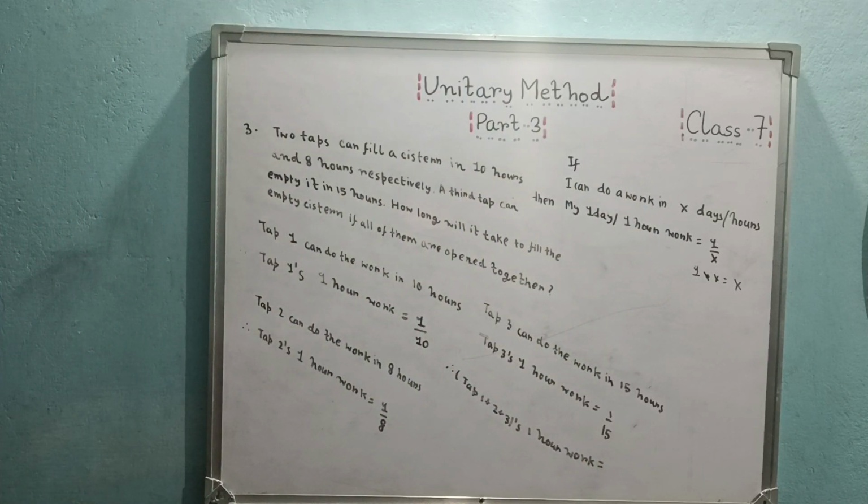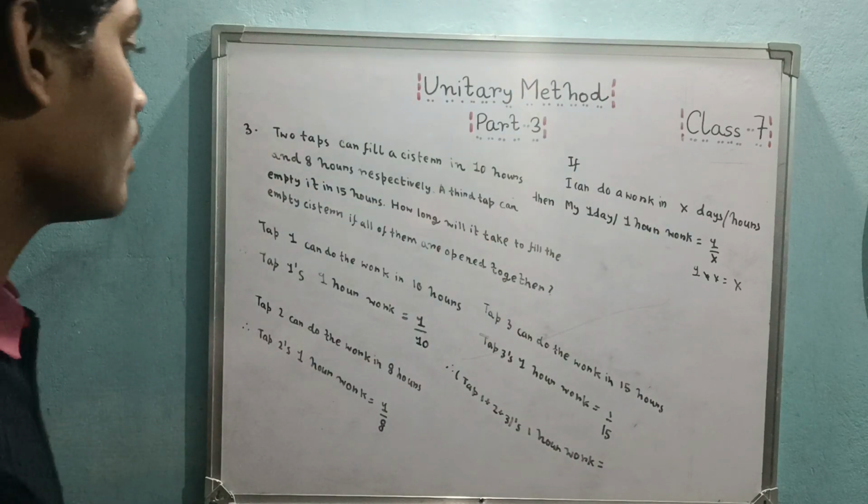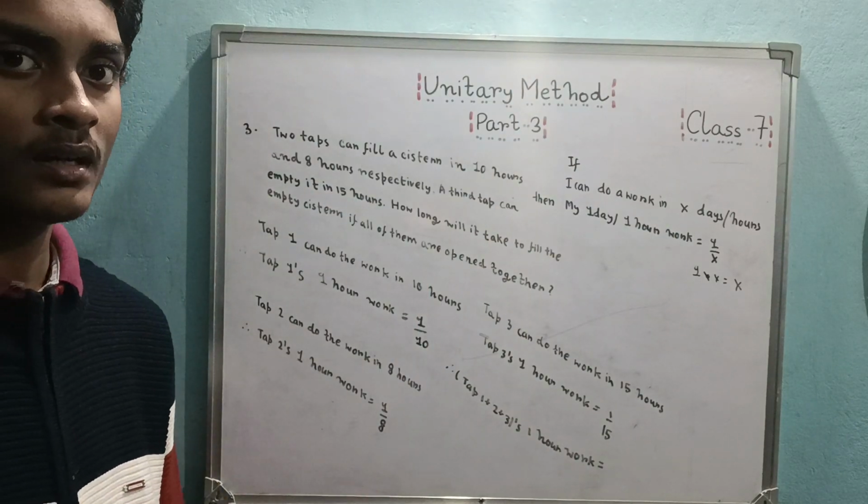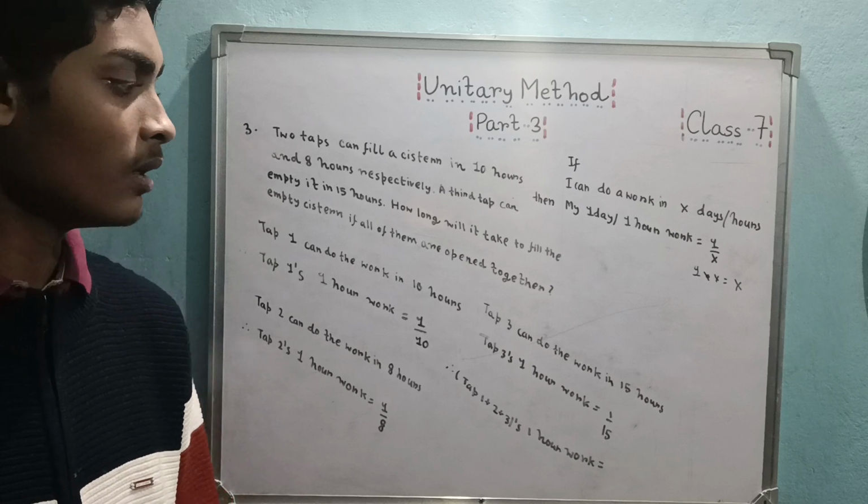See, tap 1's work is positive. When you are doing some work, here it is filling up, that is increasing the quantity, so it's positive. Tap 1 and 2 are doing positive work, they're filling up the system. But tap 3 is decreasing the level of the system, that is emptying it. Decreasing is negative.